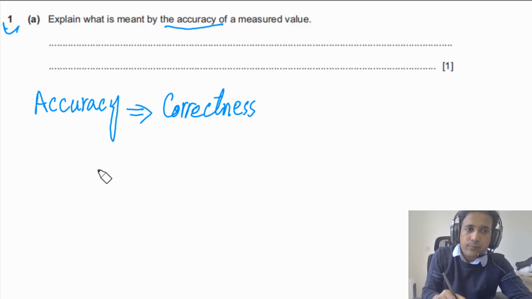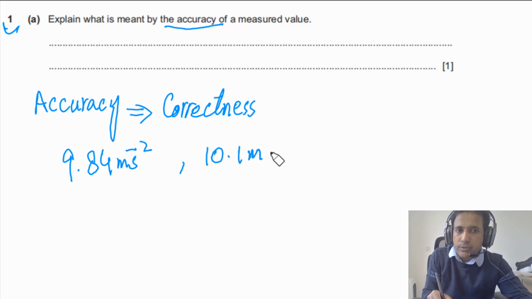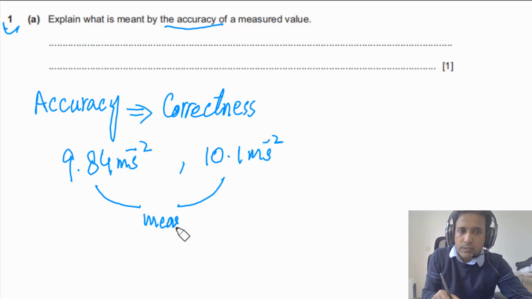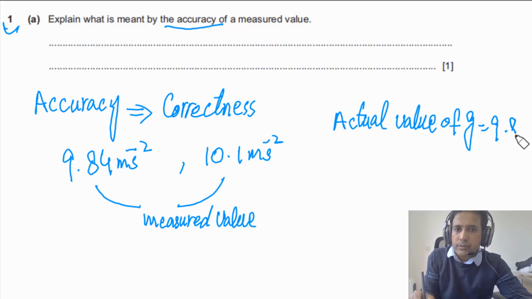Now let's say we have two values. Let's say one value is 9.84 meters per second and we have another value that is 10.1 meters per second, and these are the measured values. So simply let's try to understand what exactly accuracy is. We also have the actual value of g, that is equal to 9.81 meters per second squared. So now which one is more accurate?